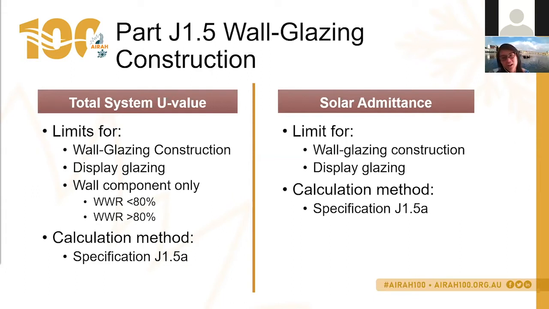Now, the second part of wall glazing construction requirements is solar admittance. The concept of solar admittance is basically a function of how much window or glass you have in your construction, what the solar heat gain coefficient of your glass is, and also whether you have external shading or not. Again, we have limits set for the entire wall glazing construction and separate ones for display glazing. Once again, detailed calculation methods for the formulas are found in Specification J1.5a.